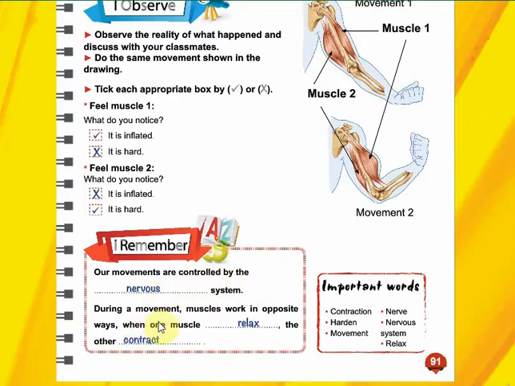During a movement, muscles work in opposite ways. When one muscle relaxes, the other contracts. Okay, هون بدنا نزيد ES، هون رح نزيد S. Please read it several times.